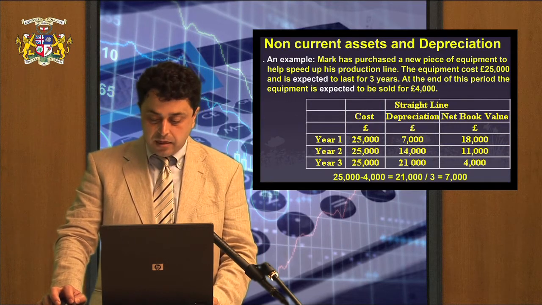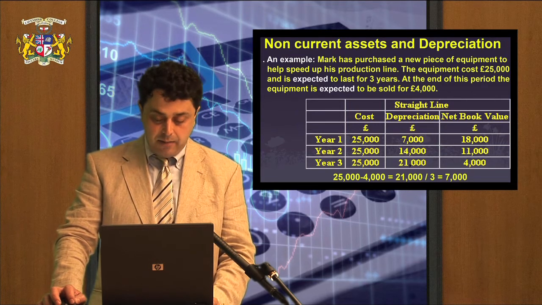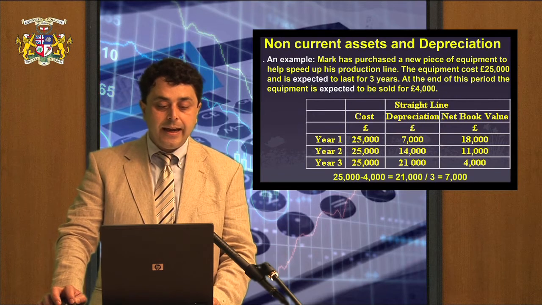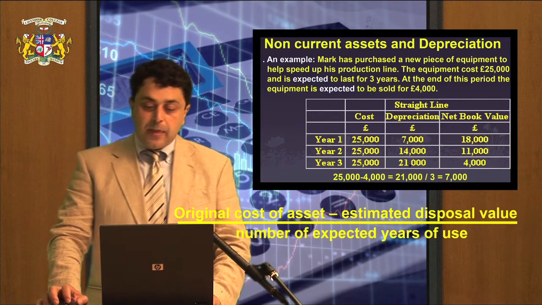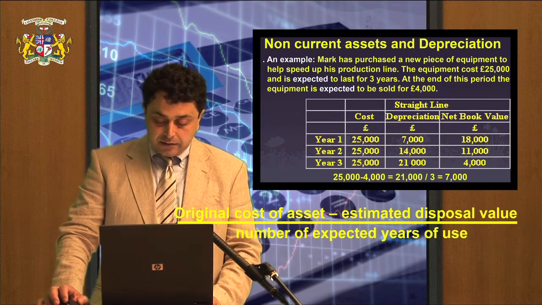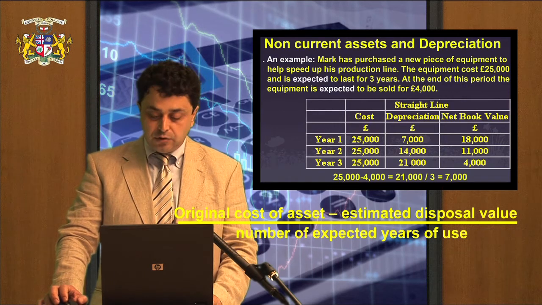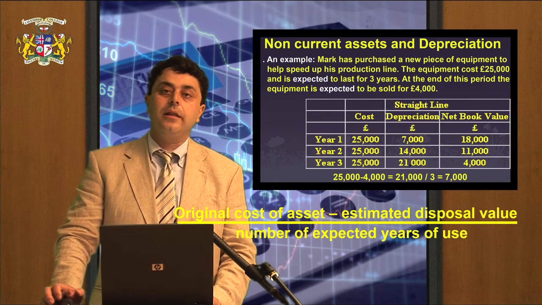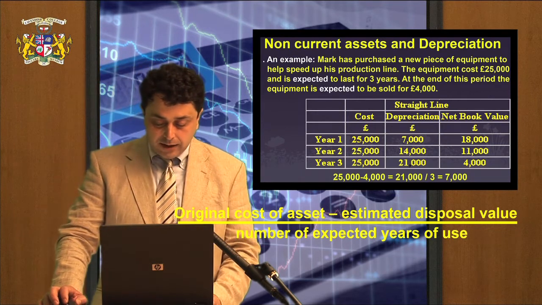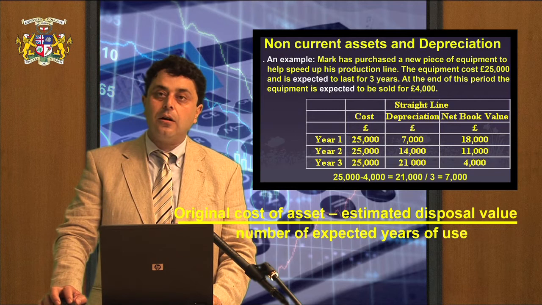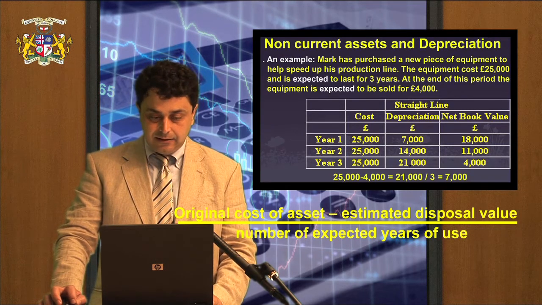A common method of calculating depreciation is the straight line method. The formula is what you see here. So you can see that in order to calculate the annual depreciation charge, it is necessary to work out how long the asset is likely to last and what it can be sold for when its expected life is ended.